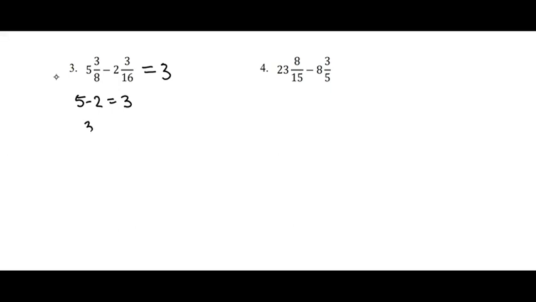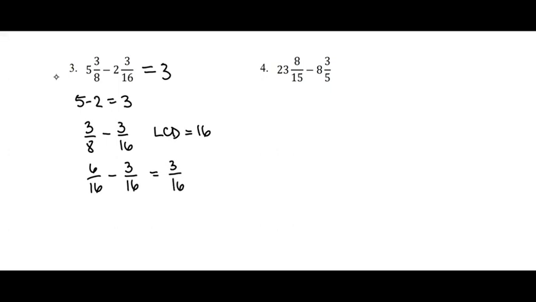So let's do the fractional part. 3 over 8 minus 3 over 16. The LCD for these is 16. So 3 over 8 is now 6 over 16 because 8 goes into 16 twice. 3 over 16 does not change because it was 16, the denominator, 16 denominator now. So 6 minus 3 gives you 3 over 16.